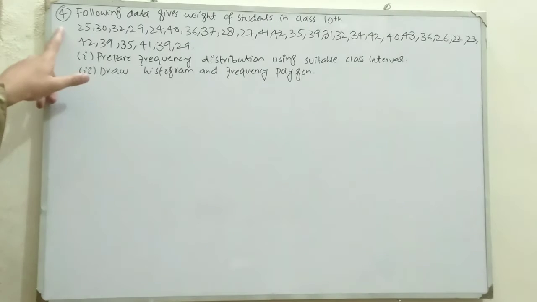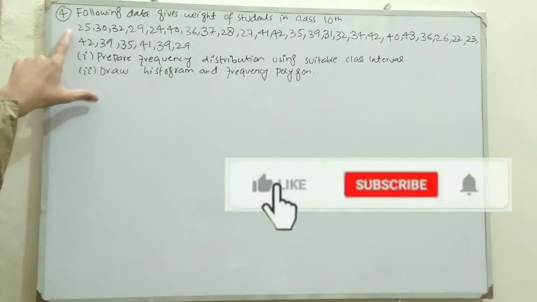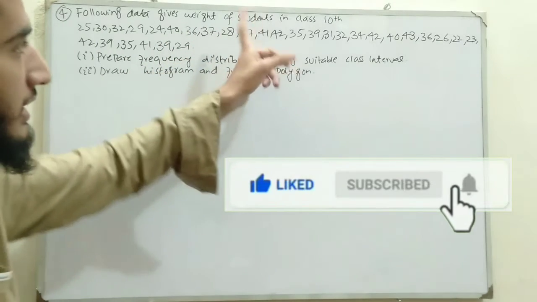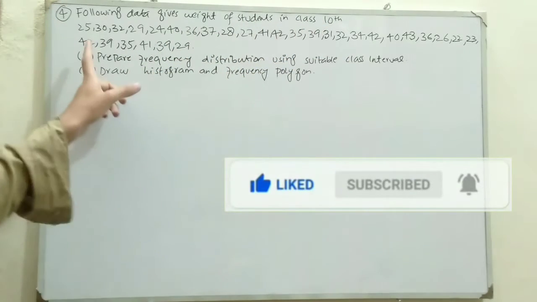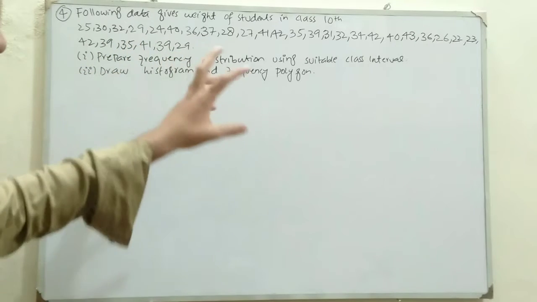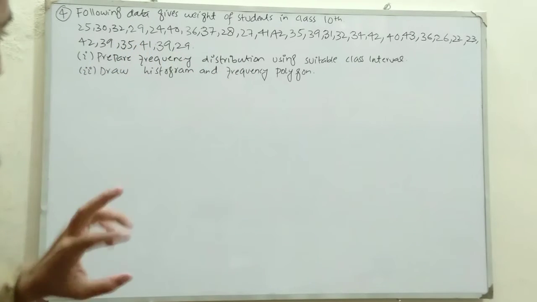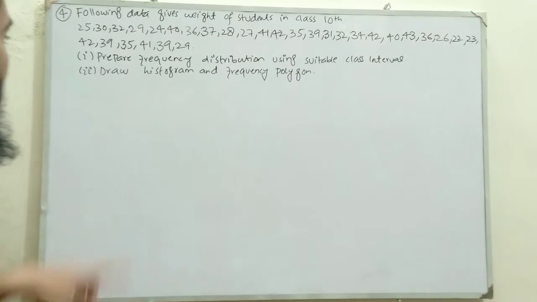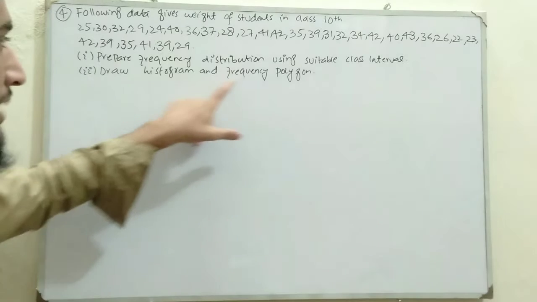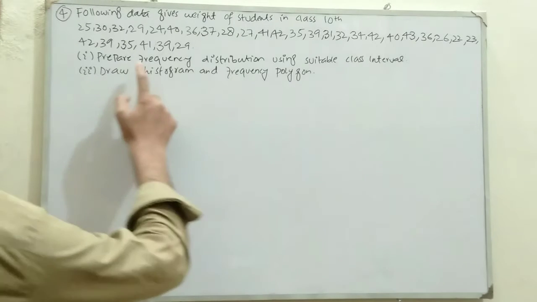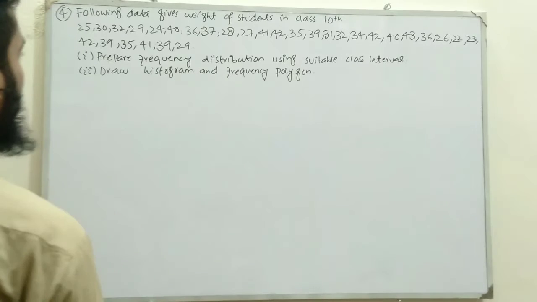Now move to question number 4 related to exercise 6.1, statistics. It tells that the following data gives the weight of students in kg of class 10th. This is a set of data: 25, 30, 32, 29, 24 to 29. This is a set of data of 30 numbers. It tells us to prepare a frequency distribution using suitable class intervals, and the second part tells us to draw a histogram and frequency polygon.